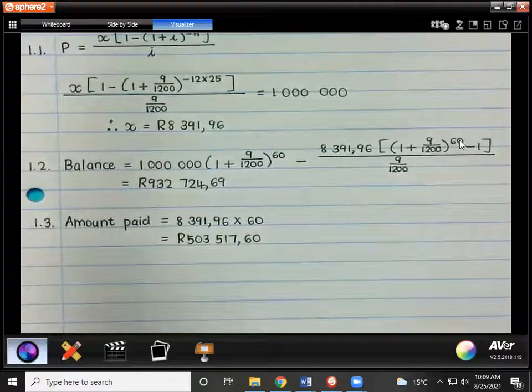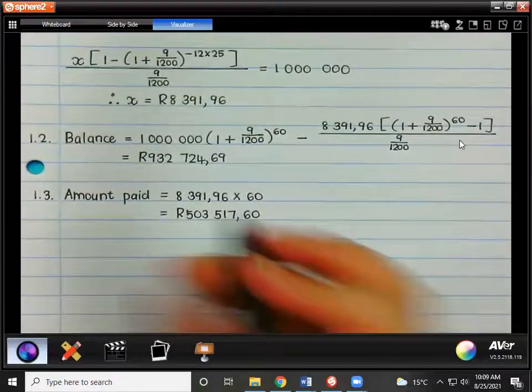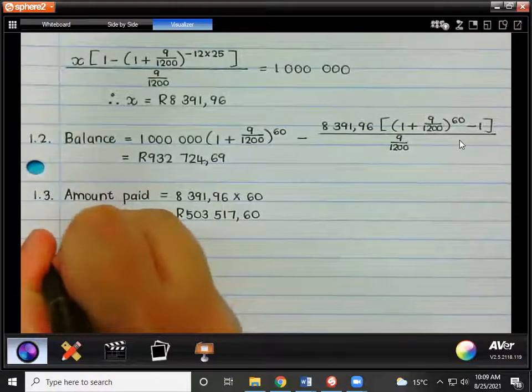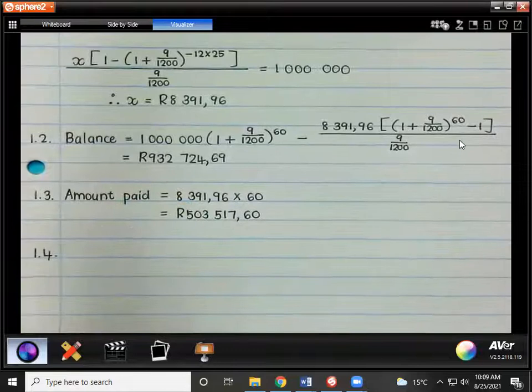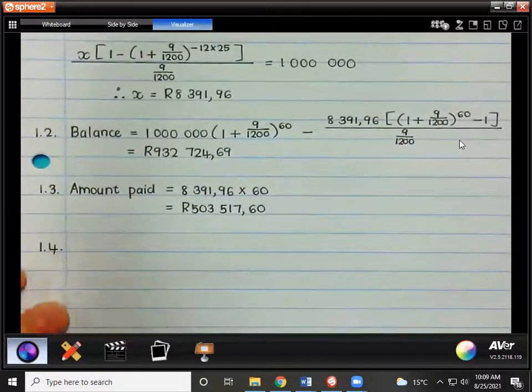But you still owe 900,000, yes. So guys, why did we pay so much? What have we actually been paying so far? Interest. So 1.4 is then asking, just hold on, how much of the actual capital has been paid off at the end of 5 years? Now, what do you think? How will we figure out how much of the actual capital we've paid off?